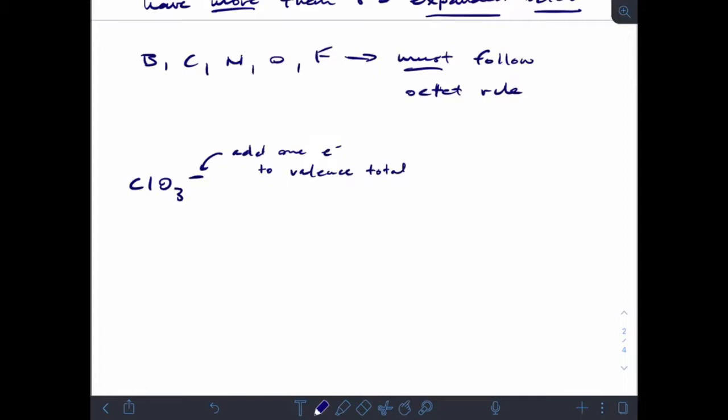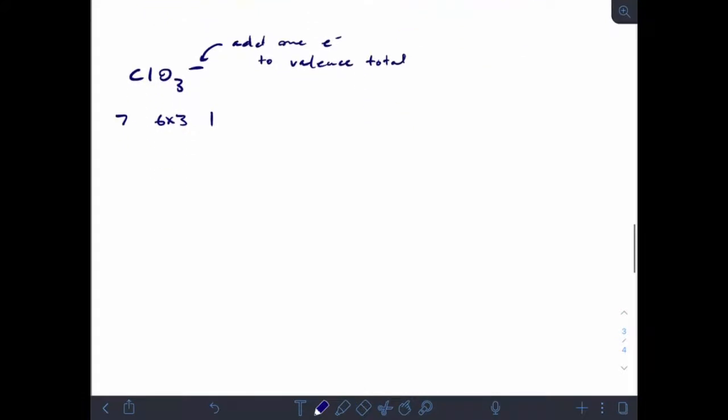So our chlorine has 7. Each oxygen has 6. And then we have 1 more for that negative charge. So we have 26 valence electrons. Everything about drawing this structure is going to be the same steps. So I'm going to draw a skeletal structure that has the least electronegative atom in the middle, and that's chlorine.